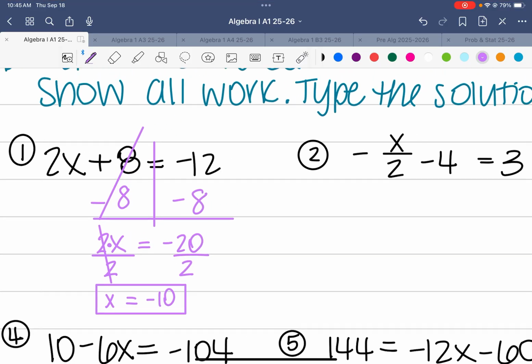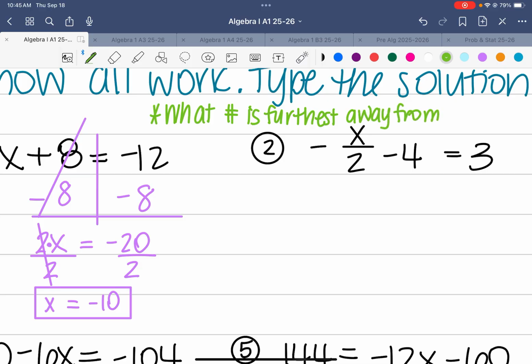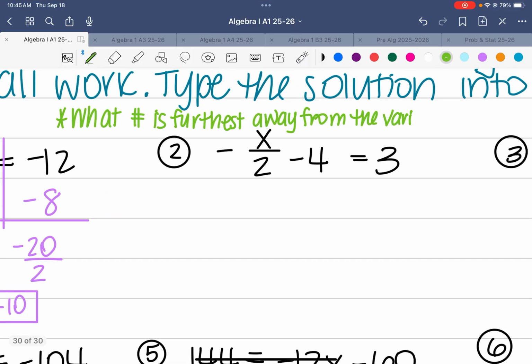The other one I want to look at is number 2. So in number 2, we have negative x over 2 minus 4 equals 3. Remember, what number is furthest away from the variable? That's what we should be thinking about.